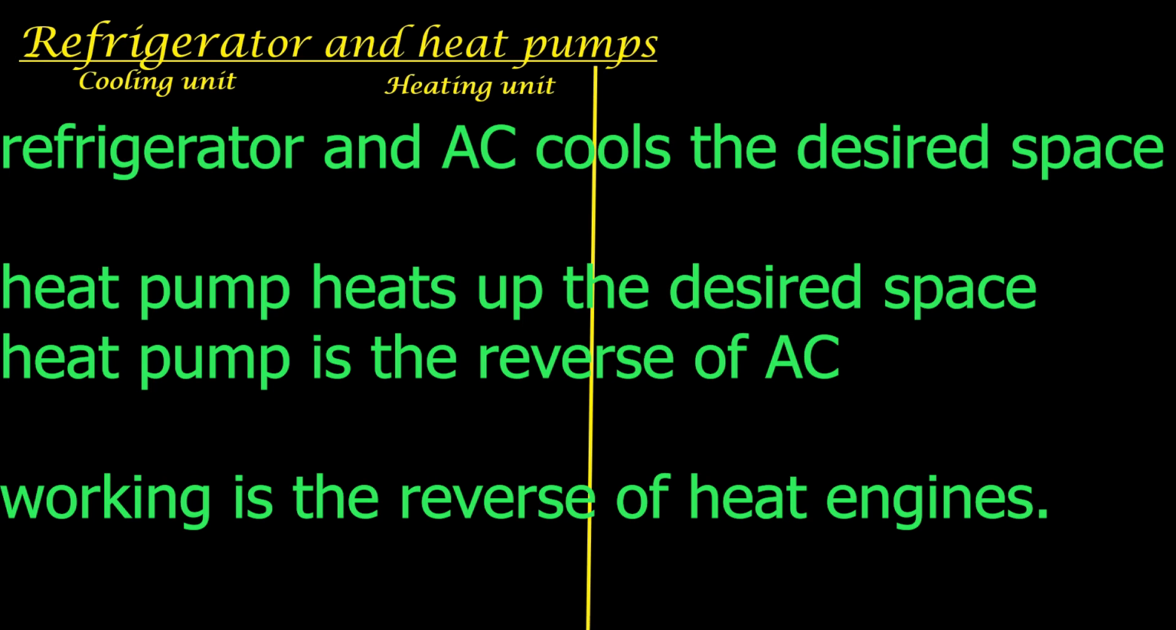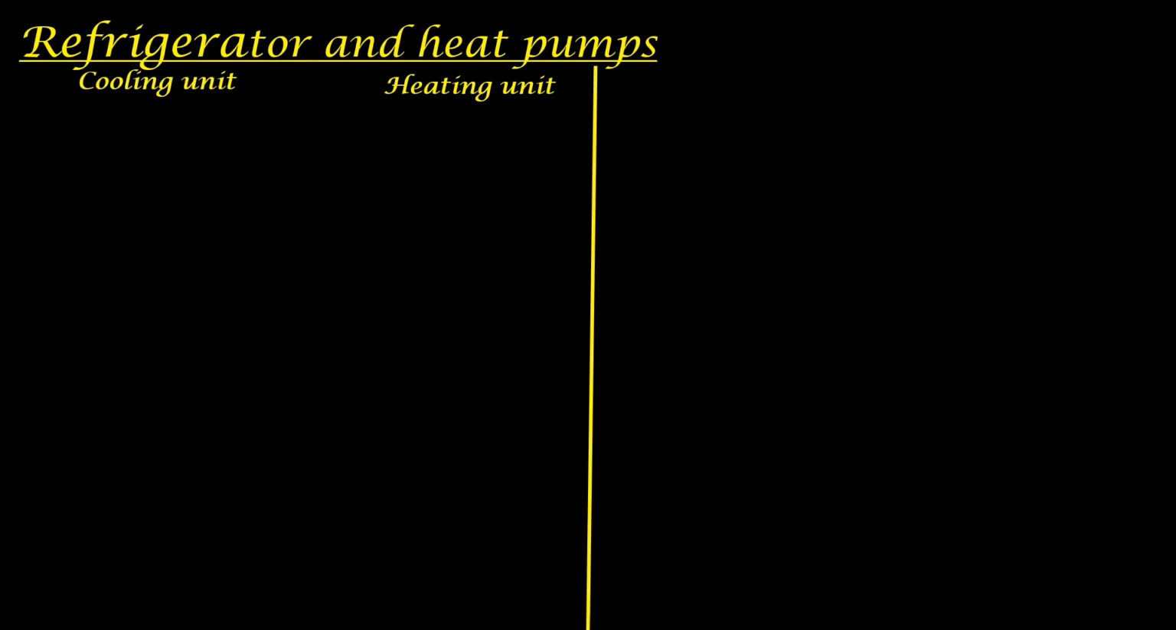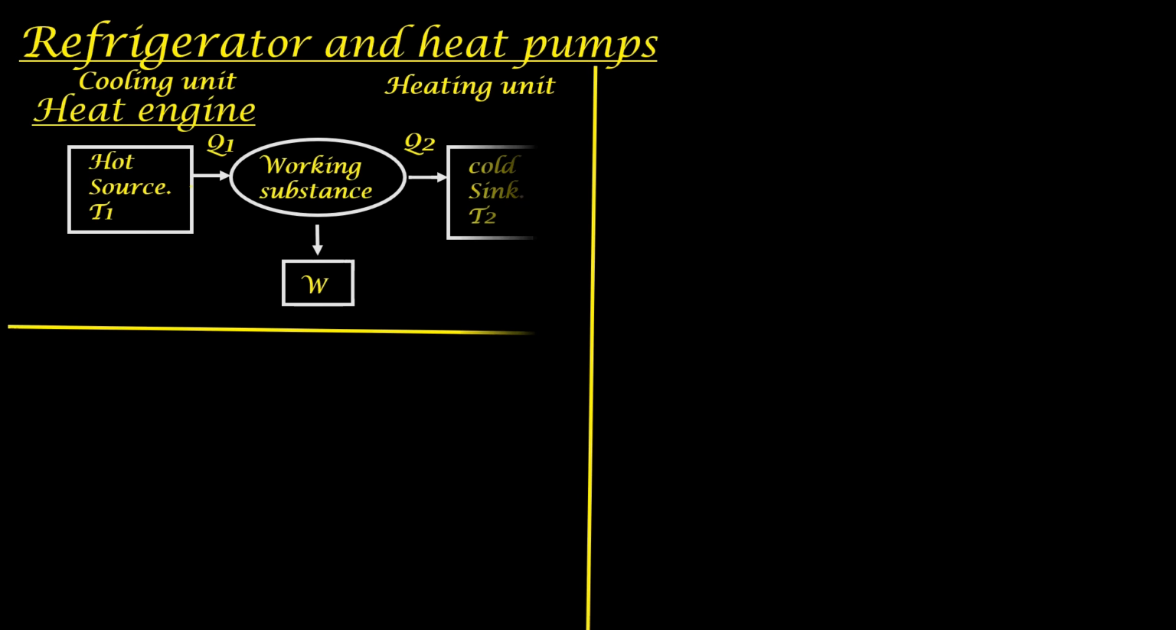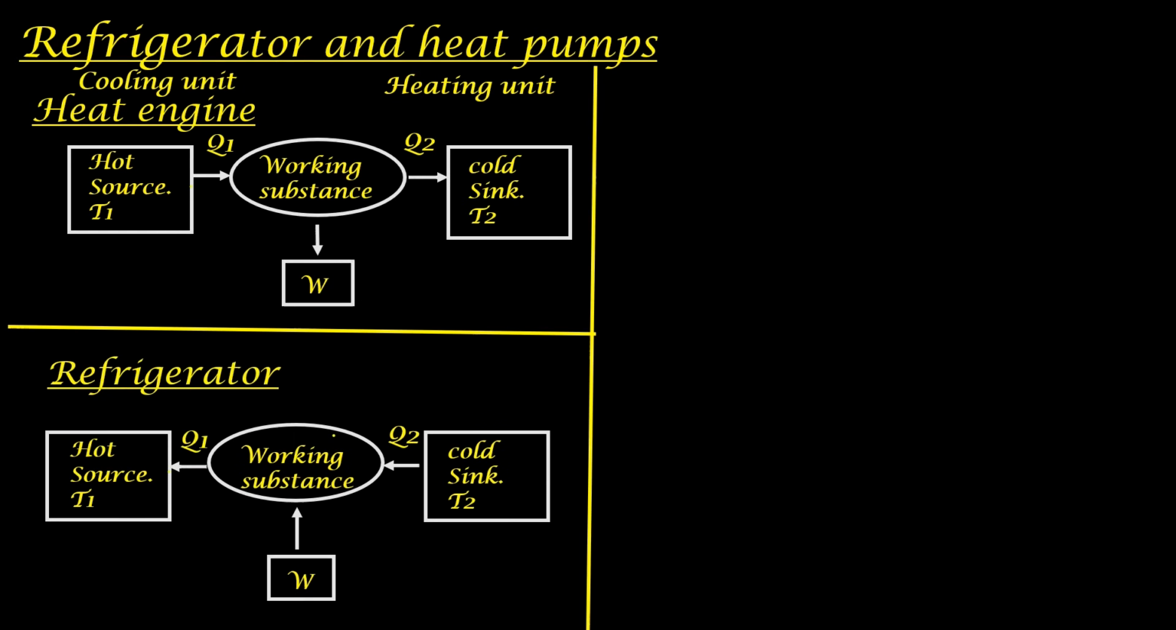The working of the refrigerator and the heat pump is just the reverse of heat engines. We have already done heat engines in the previous video. If you have not watched that video, click the I button in order to watch that. Anyway, I will provide the block diagram for the heat engine here for you to refer. I will directly pass on to the block diagram of the refrigerator. You can compare the two block diagrams and understand.